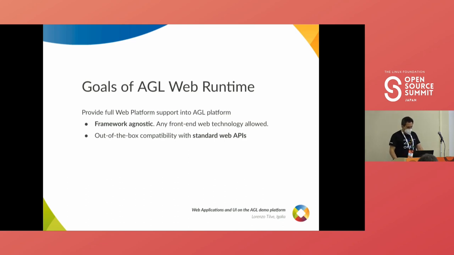So the motivation for doing that is that, besides the initial UI that was available for AGL, which was based on Qt, it was important to be able to provide full web platform support in AGL. What this means is that, besides having the capacity to build solutions on top of the rest of the open source stack that the AGL demo platform provides, the goal was to have an HTML5-only version of the image, where you can rely exclusively on web technologies and standard features. Something important is that it should be framework agnostic. Different integrators, tier ones, might have their own preferred UI framework. They may be using whatever web solution to develop their own applications. So it was important that it was not connected to any specific front end. It should provide out-of-the-box compatibility with all standard web APIs.